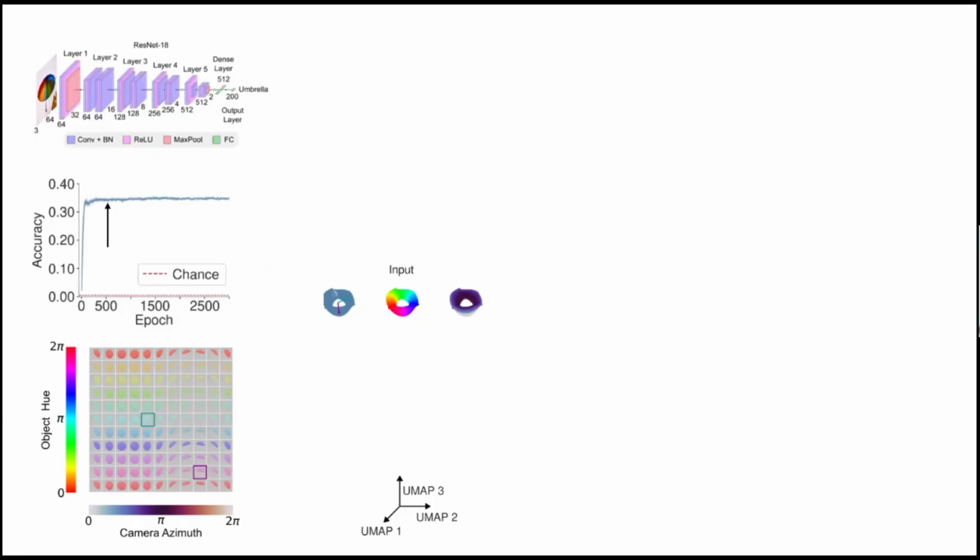So you do have this torus-like structure, and you can see how both color and angle are represented on this.